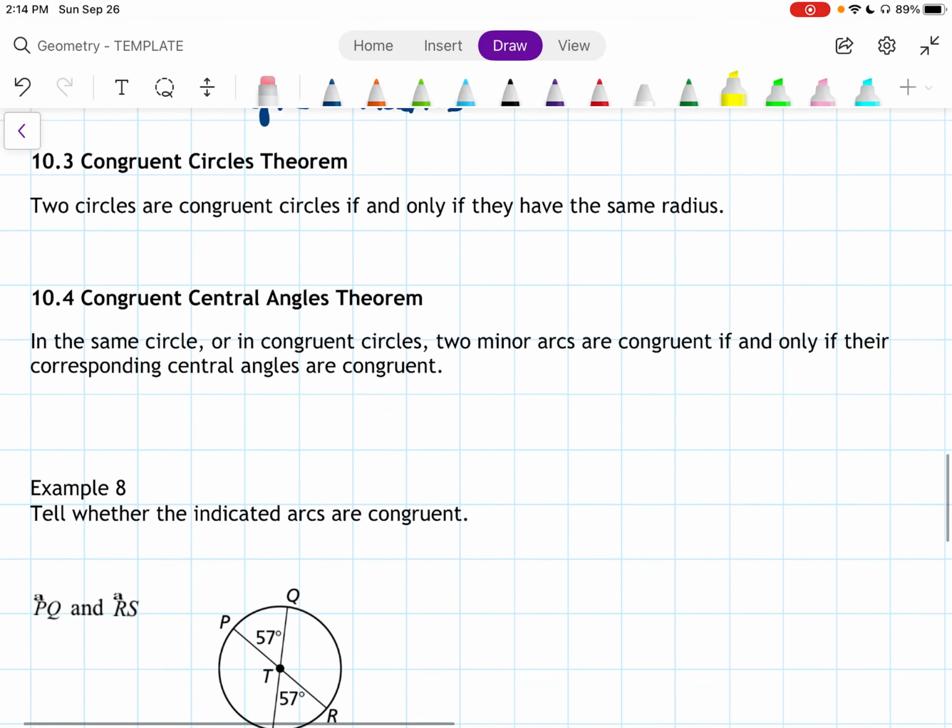What were we talking about? Congruent central angles in the same circle or in congruent circles, two minor arcs. So there's where it's talking about the arcs are congruent if and only if their corresponding angles are congruent and they were in congruent circles or the same circle. So it's saying the same thing in a little bit more wordy way.